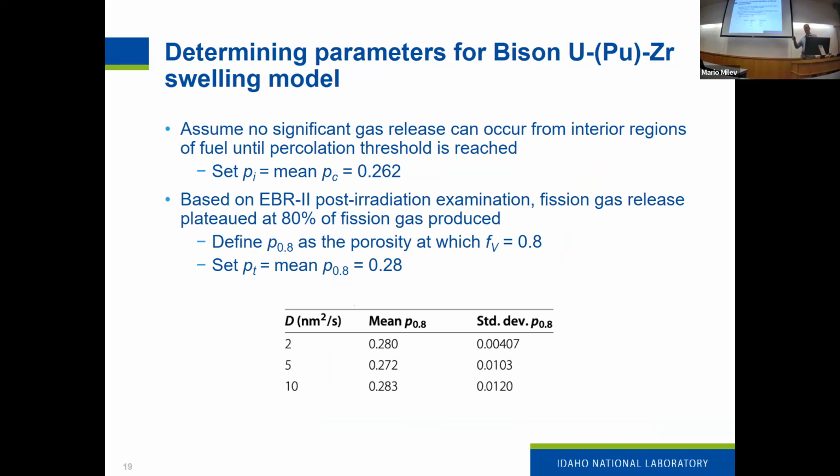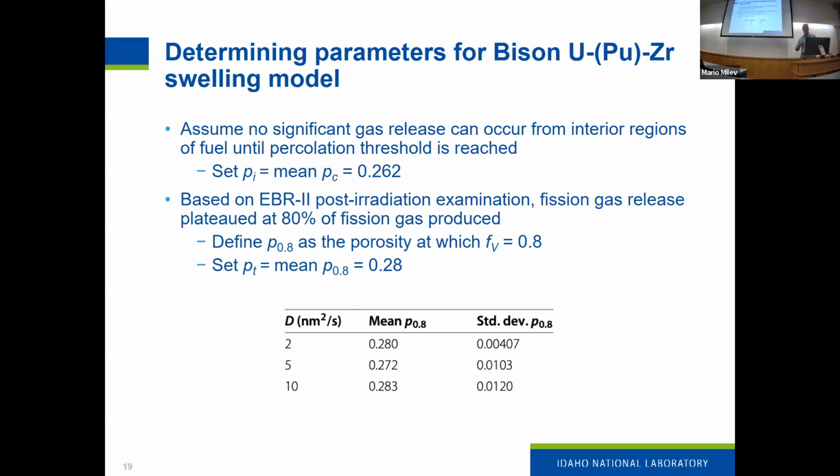In order for the fuel to get released, there has to be a connected path from the center of these pins to the exterior surfaces. So we assume that no significant amount of gas can be released until we reach that value of the percolation threshold. So we picked what we thought was the most reasonable number for the percolation threshold, and set that as our initial interconnecting initiation porosity. So the P sub I was based on the percolation threshold.